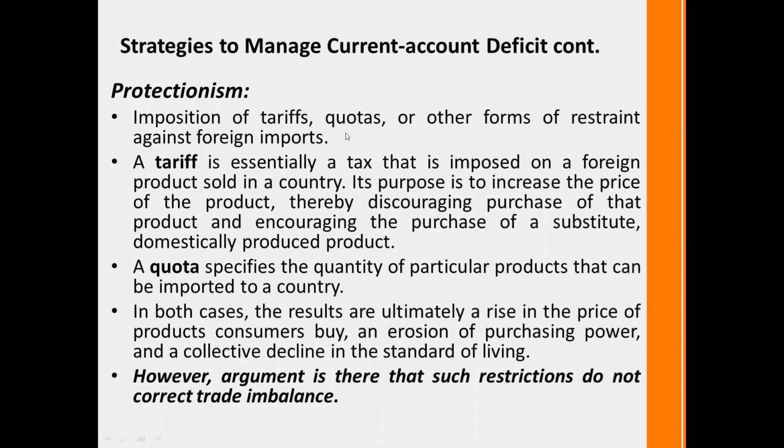In both cases, the result is ultimately a rise in the price of the product for the consumer, an erosion of purchasing power and a collective decline in the standard of living. Now remember, even if we try to impose tariffs or quotas to manage the current account deficit, that will not finally manage the current account deficit. That is why there is an argument that such restrictions do not correct trade imbalances. Why? How does it happen? Because we have discussed that earlier, right?